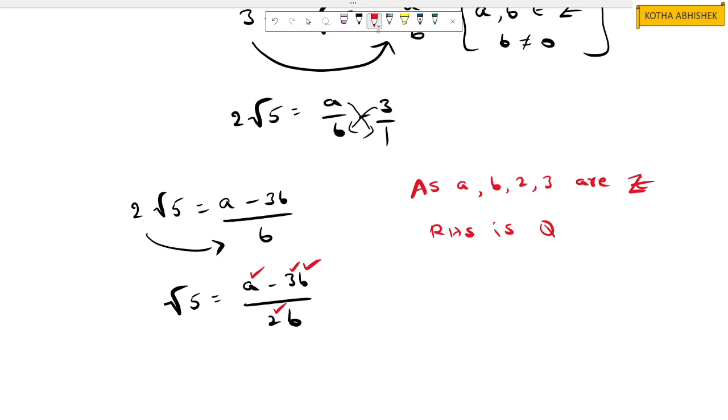So here, if this right side part is a rational number, then definitely the left side part should also be rational. But we know clearly that root 5 is not rational, that is irrational. Then this contradiction has arisen due to our wrong assumption.